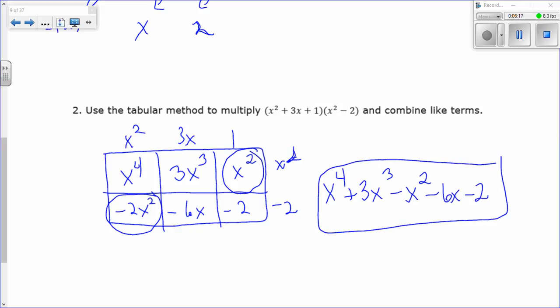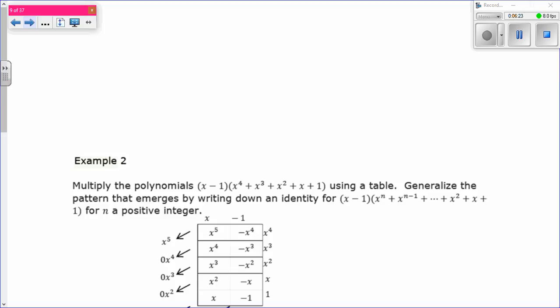So that is my polynomial there. All right, next page.